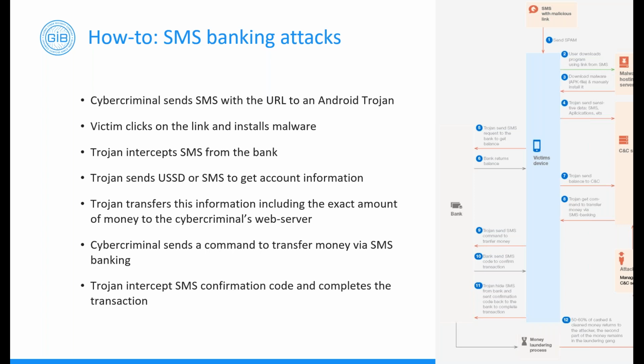After that, the Trojan sends USSD requests or SMS to get account information, and this information is transferred to the cybercriminal's web server, where he actually sees the exact amount of money on each account. After that, the cybercriminal sends a command to transfer money via SMS banking, and the Trojan, of course, will intercept the SMS confirmation code in order to complete the transaction and steal users' money.